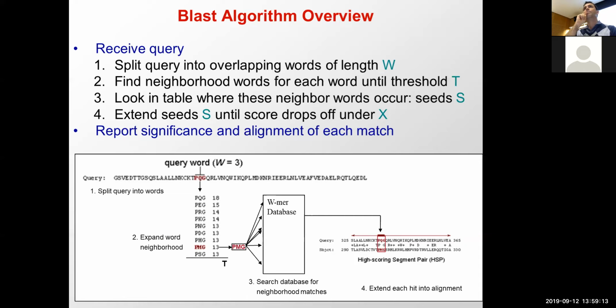It's a parameter. I can make it longer and I will have fewer hits, but I might miss some true matches. I can make it shorter and I will have more hits, but I will not be as fast, because most of these hits will not be real matches. So that parameter W really depends on the application. Am I searching to any distant species or only very close relatives? Any other questions? These are all great questions.